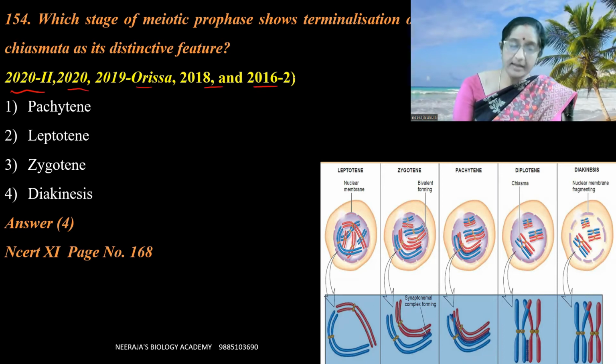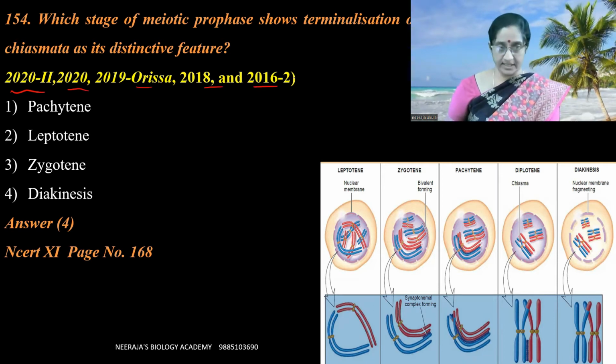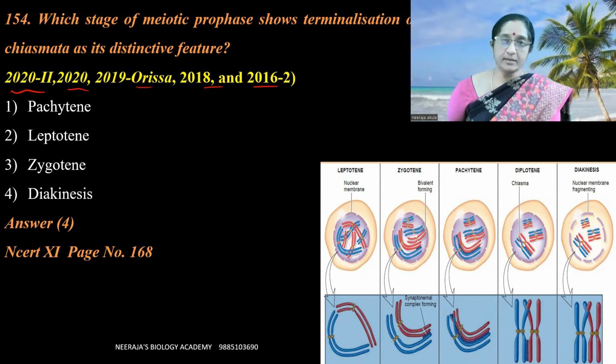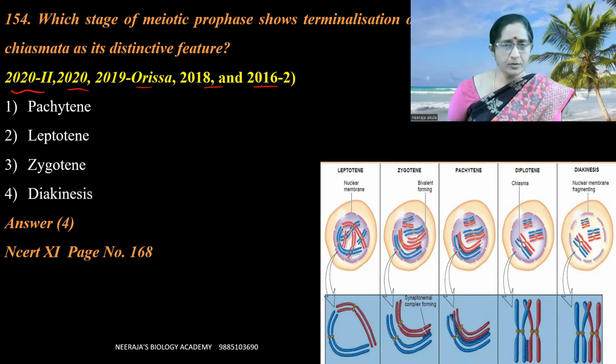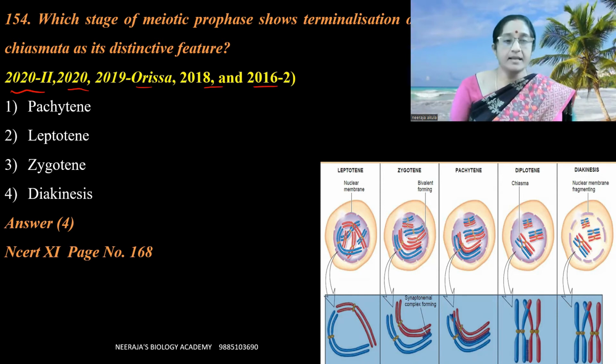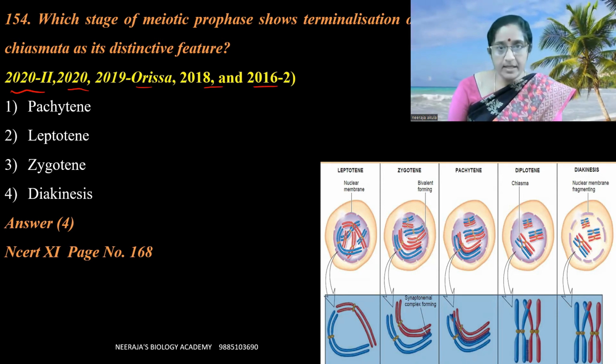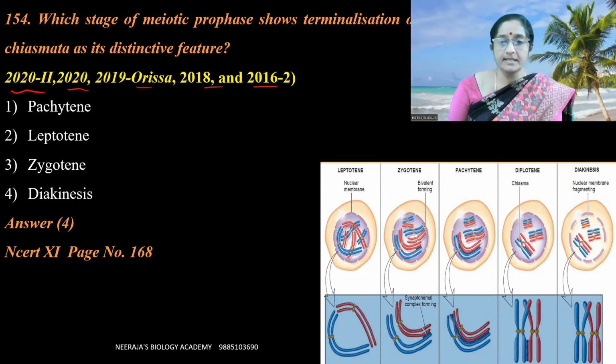Every year we are getting questions related to meiosis. So meiosis is also known as reduction division, and the cells which undergo meiosis are known as meiocytes. Meiosis 1 is associated with prophase, metaphase, anaphase, and telophase. Prophase of meiosis 1 is the lengthy phase, and it is associated with leptotene, zygotene, pachytene, diplotene, and diakinesis stages.